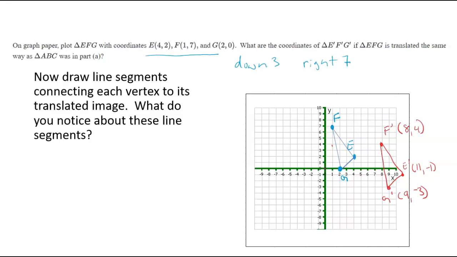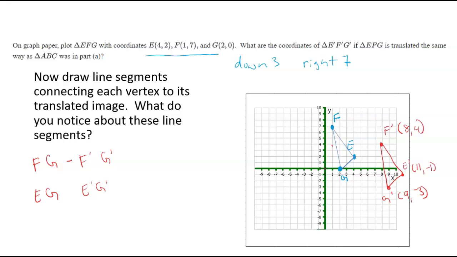So we want to ask, what do you notice about these line segments? Do you notice anything from FG, and anything about F prime, G prime? Do you notice anything about E to G and E prime, G prime? Just take a moment, look at your picture and see if you notice anything. If you don't, no worries. But if you do, pause the video and write it down.